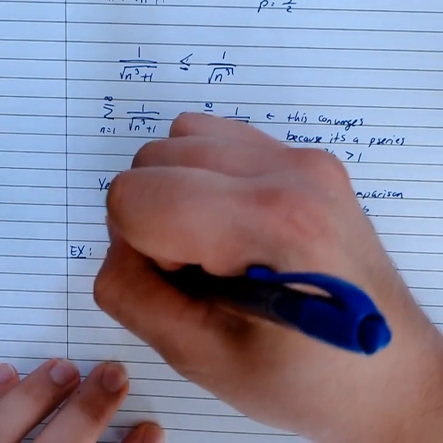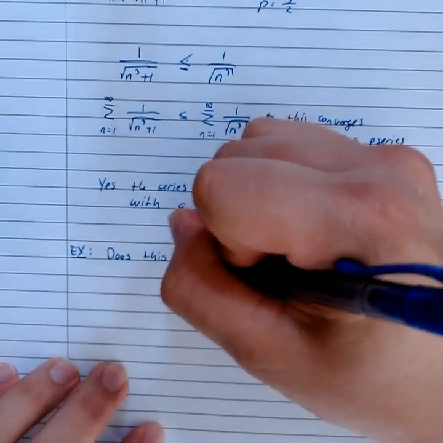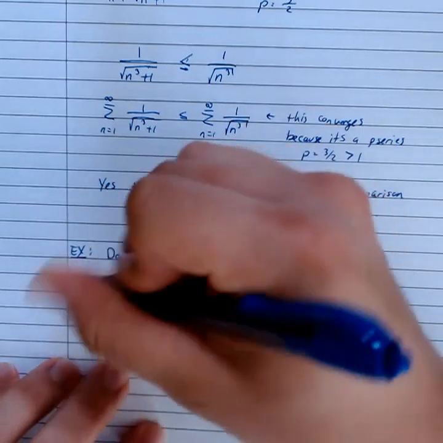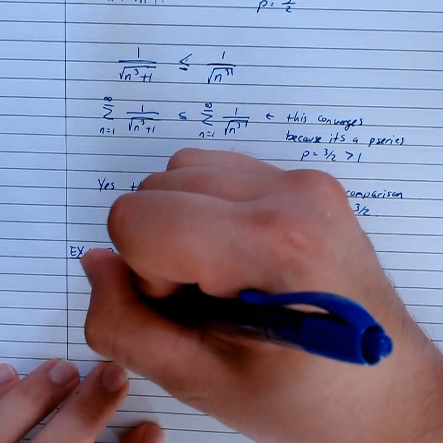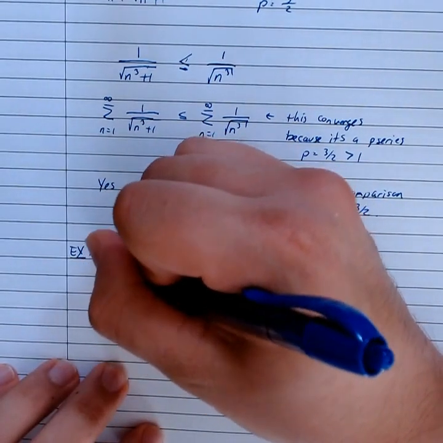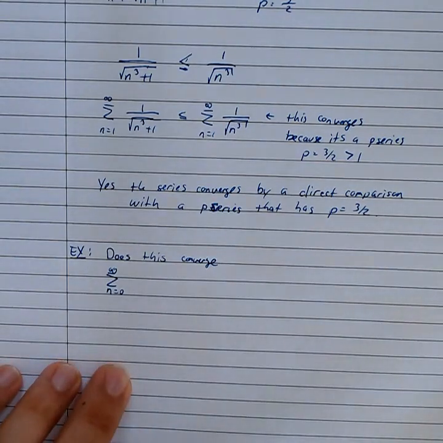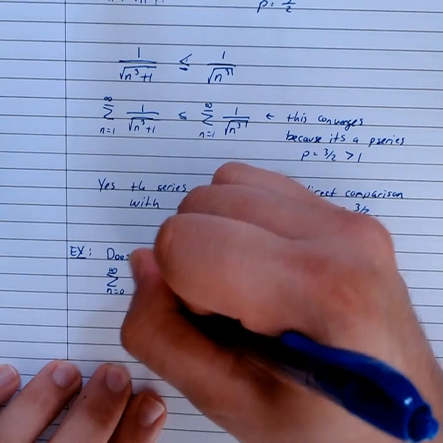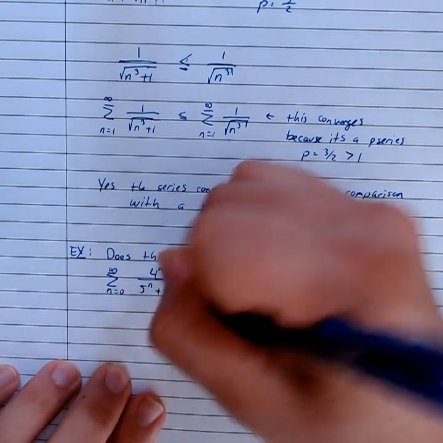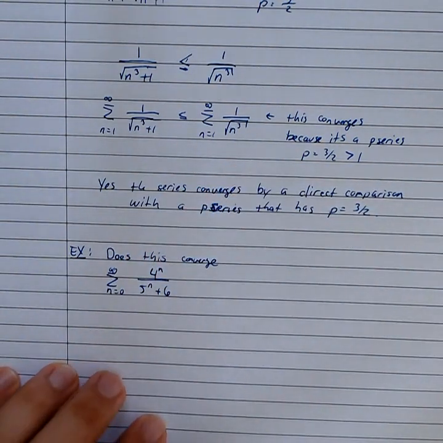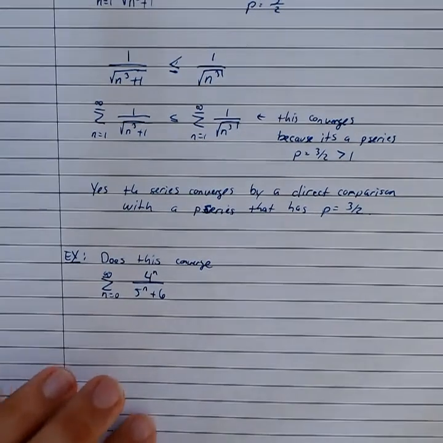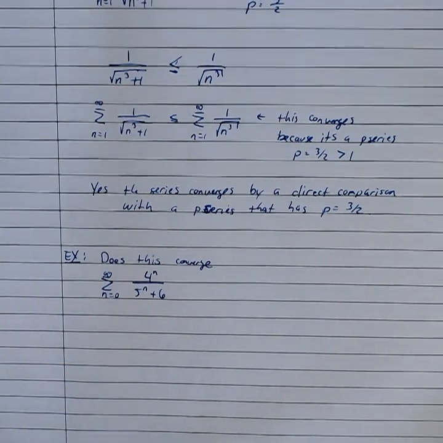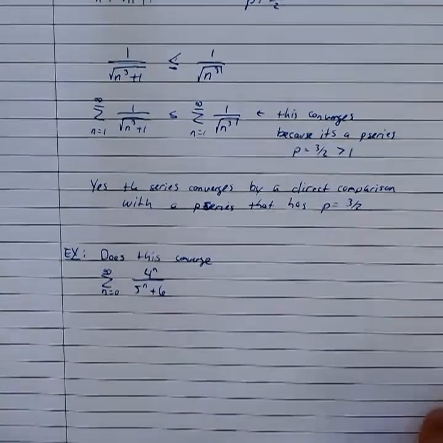Does this converge? We're going to take the sum as n goes from 0 to infinity of 4 to the power n over 5 to the power n plus 6. You can tell I work really hard for my examples. 4, 5, 6. Huh? So now this, go ahead and give this a try.